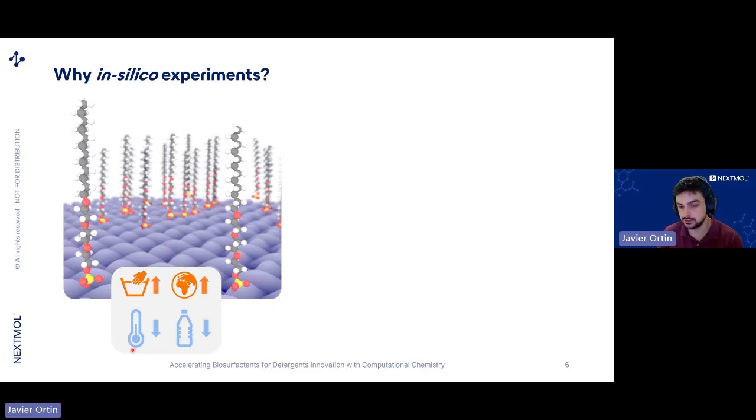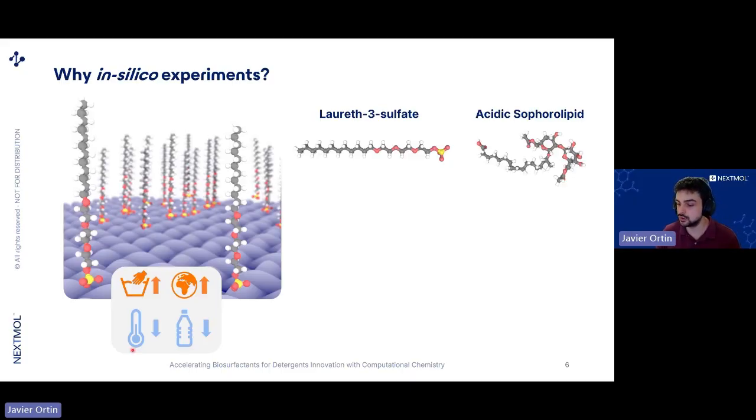Many times they are trying to achieve this through the substitution of classical components like the laureth 3-sulfate, which at times can have a fuel-based origin, by other components that are more environmentally friendly, that are bio-based, or that are biodegradable. And one example would be sophorolipids. Sophorolipids are molecules that are produced naturally by yeasts with a very high performance, and that are formed by the union of a sophorose group and a fatty acid chain.